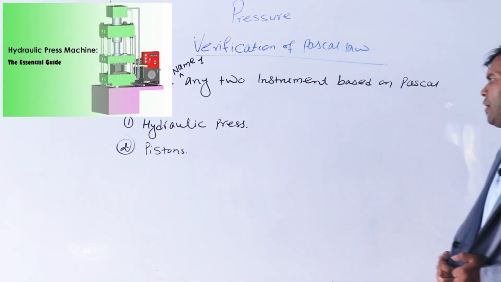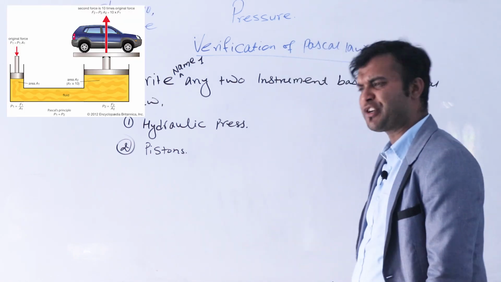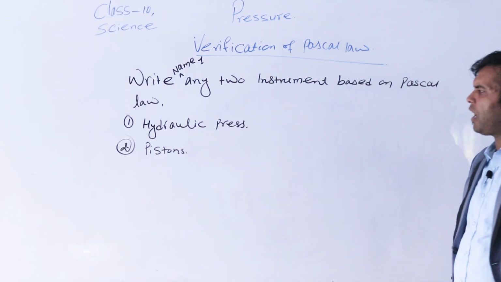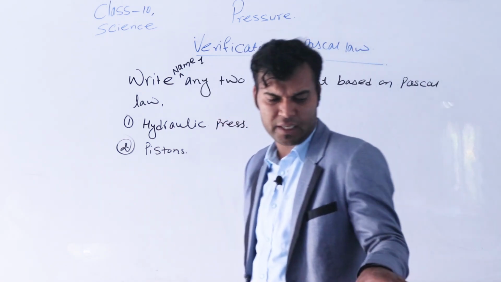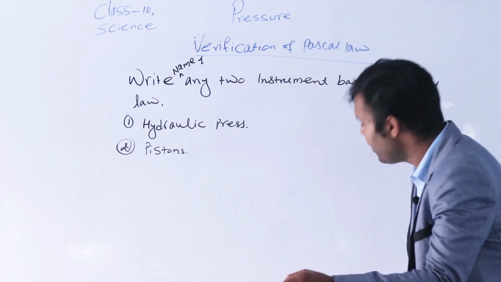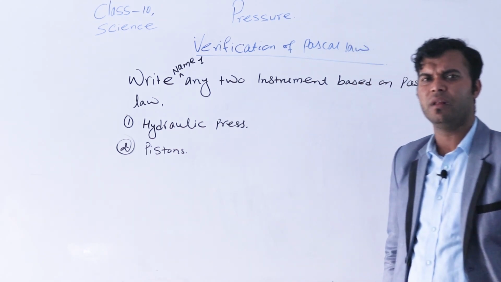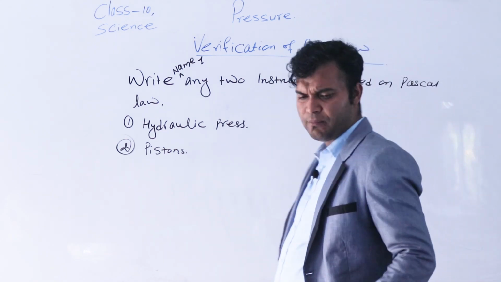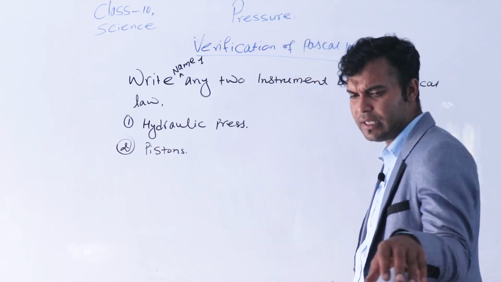We can take the hydraulic press as an instrument that depends on Pascal's law, and also the piston is another example of a hydraulic device that depends upon the Pascal's law. And other examples or devices are also found which are used in Pascal's law. Okay, student? Hope you are clear in this theorem.